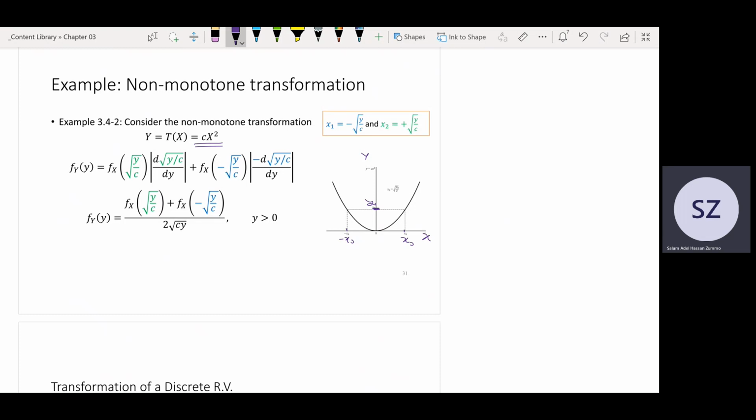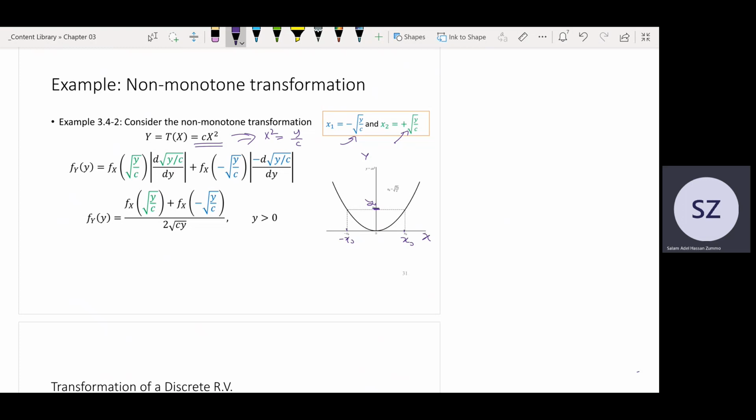Okay. Now, if you solve y equals cx squared for the zeros, basically just solve for x. What do you get? x squared equals y over c. So if you take the square root, it will be plus or minus the square root of y over c, right? So these are the two zeros.